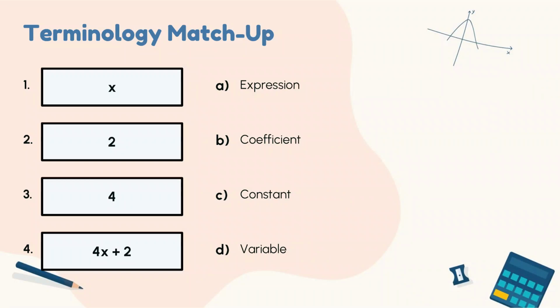Let's try a terminology matchup. You need to match each algebra item to the correct word. We have x, 4, 2, and 4x plus 2. The possible answers are expression, coefficient, constant, variable. Pause the video and try matching them before we go through the answers.